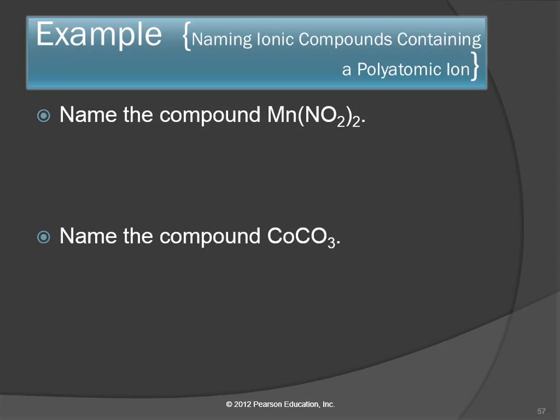So let's do some examples here. Let's look at this compound. Always look at the first element. Ask yourself, is that a metal? And you answer that by finding it on the periodic table. So Mn is right there in the middle. It's to the left of the line. It's a metal. Do you know what the name of it is?